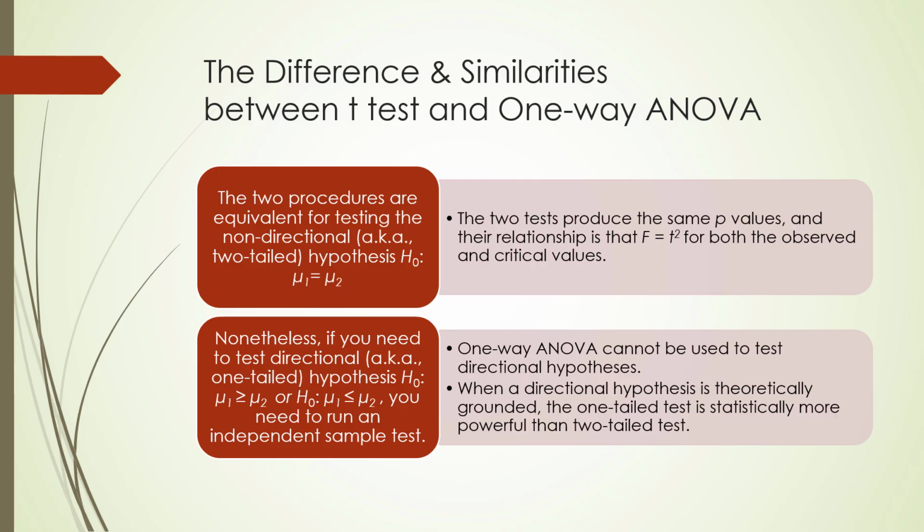For instance, if you want to know if one car model is better than another, that is a directional hypothesis, which requires a t-test. If the hypothesis is non-directional, meaning simply testing whether the means differ, both tests produce the same p-value. In fact, the observed F-value is the square of the observed t-value, and the same relationship holds for the critical values as long as the same alpha level is used.